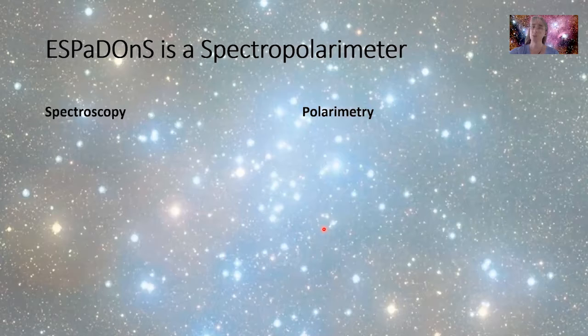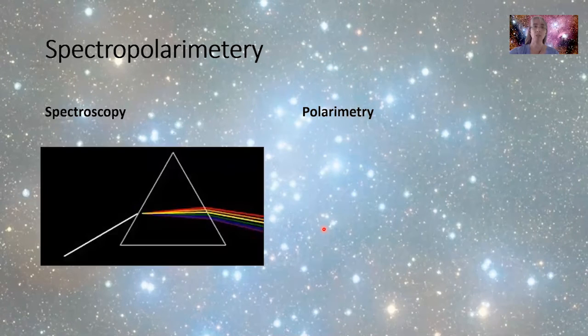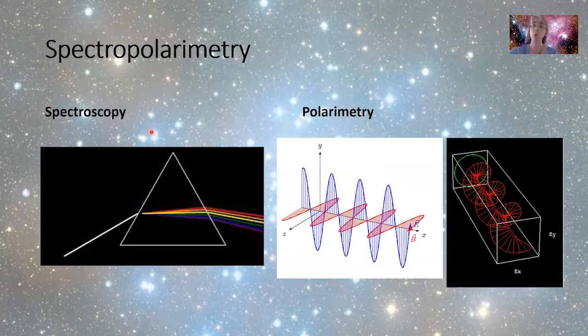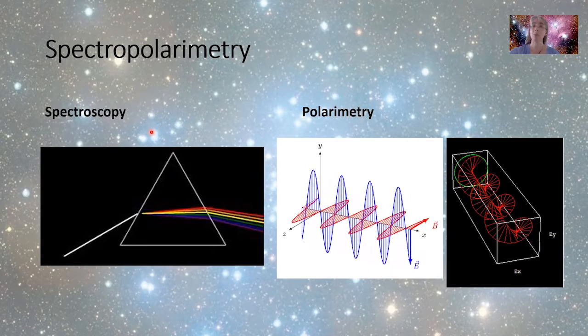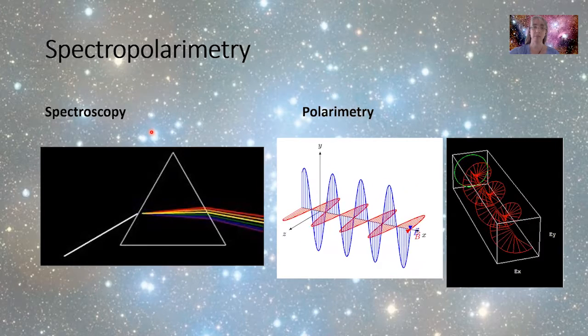ESPaDOnS is a spectral polarimeter. Spectral polarimetry combines two techniques, spectroscopy and polarimetry. When somebody is doing spectroscopy, they simply decompose the light of the object they're observing into its different wavelengths or colors using a prism, for example. When we do polarimetry, we get more details, the characteristics of the light as it propagates through space.